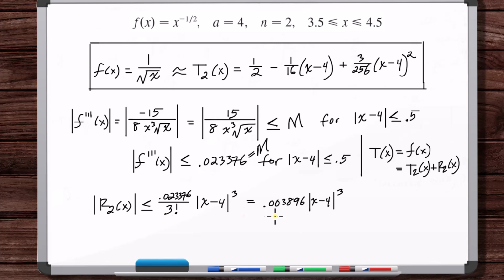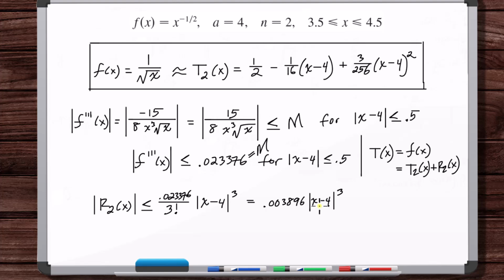Here's the absolute value of R sub 2 of x. So what we want to do is answer the question: for whatever x we plug into T sub 2 here, that's within this range, if we plug in any x, what's the largest we could possibly be off from the actual function? Okay, well, what x would that be here? Between 3.5 and 4.5, what x would that be?